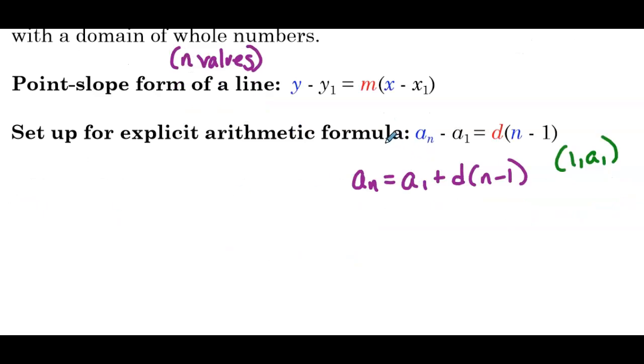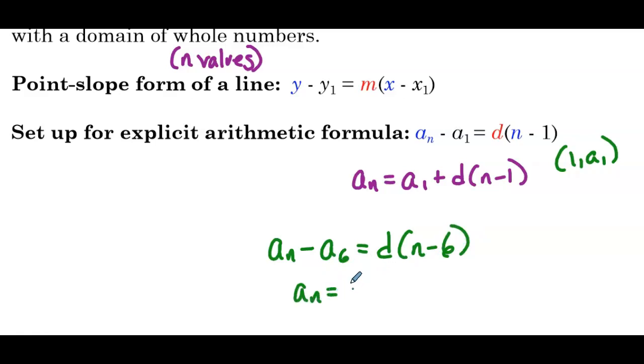The nice thing about understanding that this is nothing more than point slope is the flexibility. Let's say we don't have the first term. Let's say we had the 6th term of the sequence. Well, then I can write a sub n minus a sub 6 equals the common difference times n minus 6. And then a sub n would be equal to a sub 6 plus the common difference times n minus 6. I don't always need the first term then. I can use really any term of the sequence. Now, if we have the first term, that's the simplest.